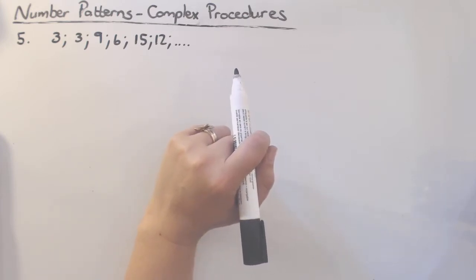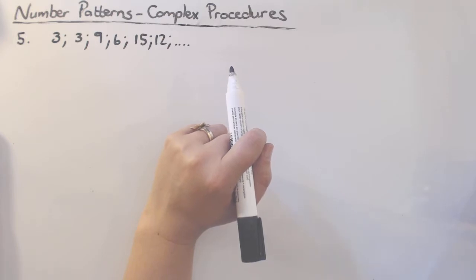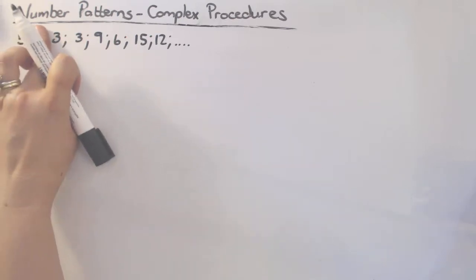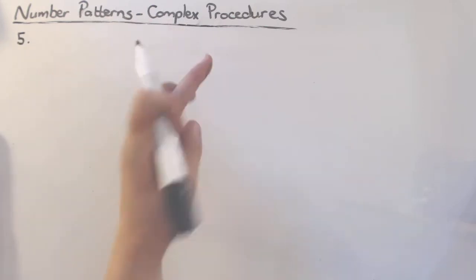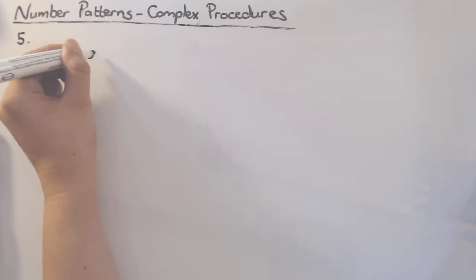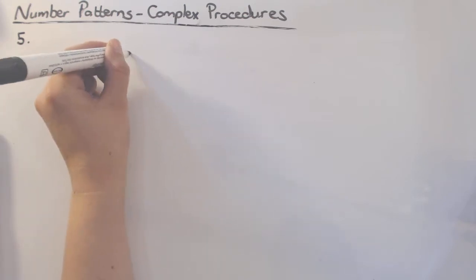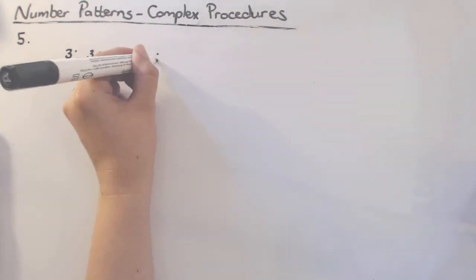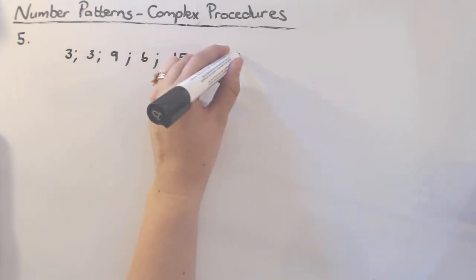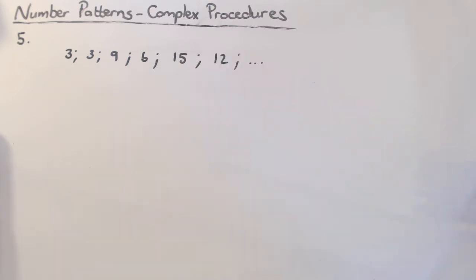Right, so study this pattern. 3, 3, 9, 6, 15, 12. Study it for a while. See if you can figure out what's going on here. I'm just going to write it down a little bit lower. 3, 3, 9, 6. Again, pause the video, write it down, pause the video, see if you can figure out what's going on here. Okay, on your own.